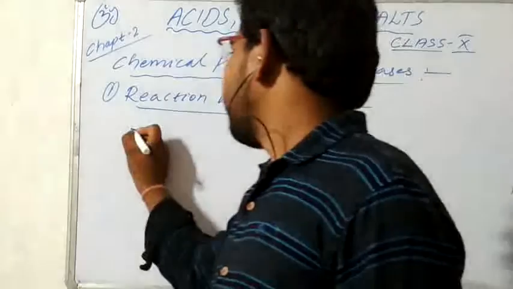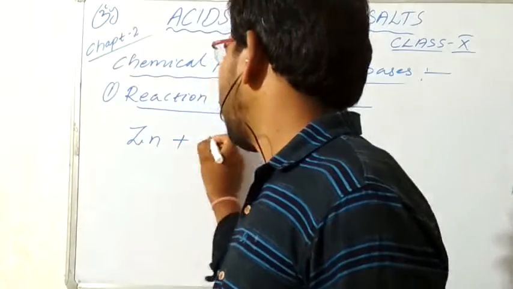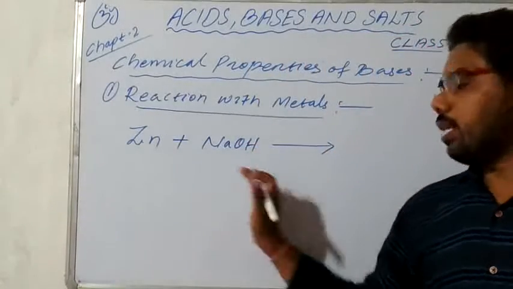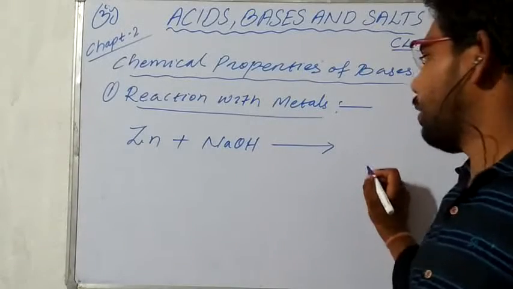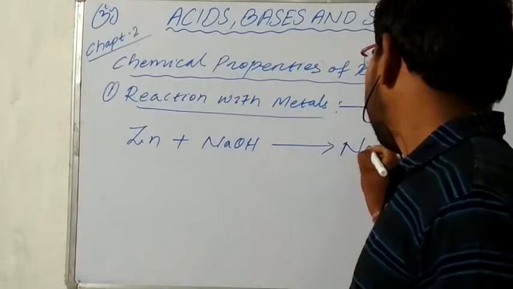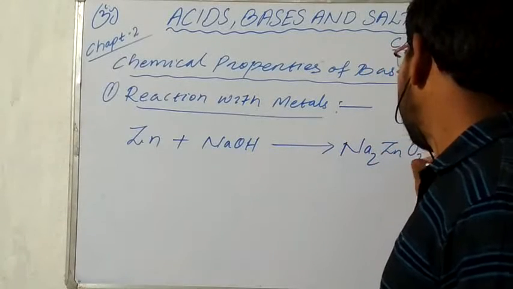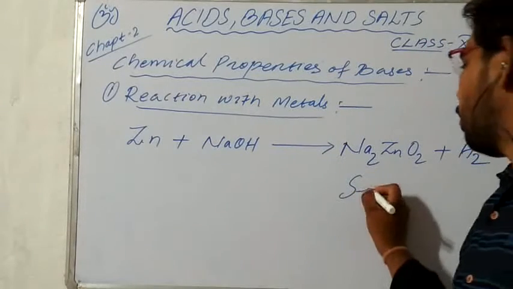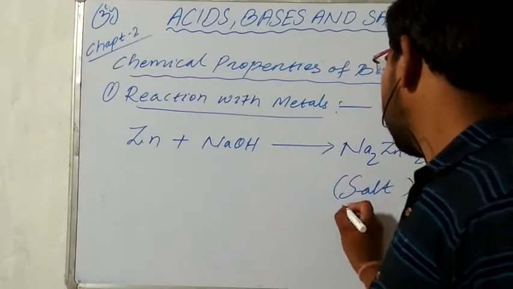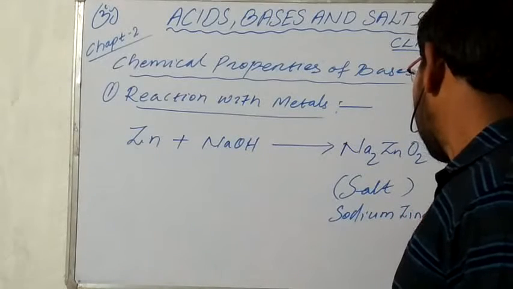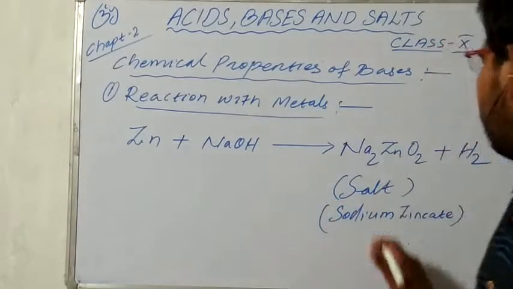For a metal, the example is zinc. One base is NaOH, sodium hydroxide. When the metal reacts with the base, they form sodium zincate, Na2ZnO2, plus hydrogen gas. This is one salt, sodium zincate.